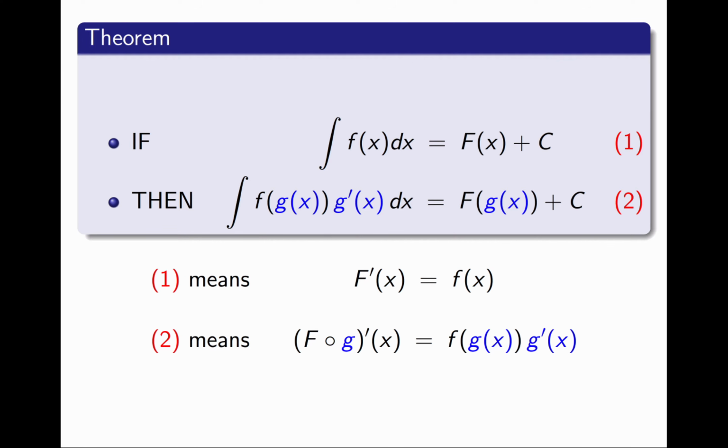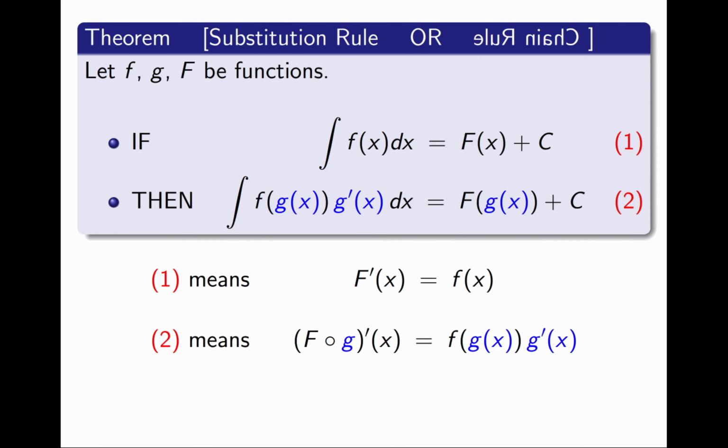This is sometimes called the substitution rule, but I think it should be called the backwards chain rule. All I did is take the chain rule, which is a rule about derivatives, and reverse it to get a rule about antiderivatives. I used the chain rule backwards. To make this into a proper theorem, I should introduce my variables. Little f, g, and big F are functions, and I need to assume that big F and g are differentiable. And that's it. That's the substitution rule.